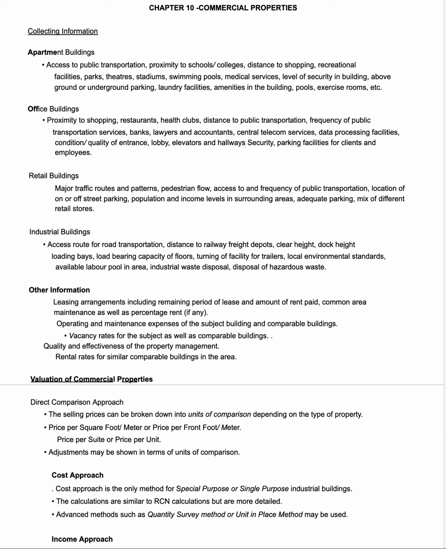In the case of industrial premises: access routes for road transportation, distance to railway freight depots, availability of railway spurs, clear height to the underside of trusses and beams, dock height, loading bays, load bearing capacity of the floors, adequate turning facility for semi trailers, local transportation, local environment standards, availability of labor pool in the area, industrial waste disposal, and disposal of hazardous waste. Those are quite important for industrial premises.